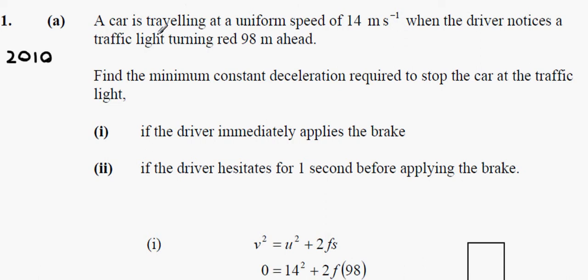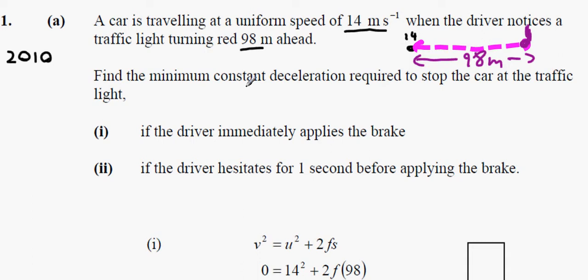A car is traveling at a uniform speed of 14 meters per second when the driver notices a traffic light 98 meters ahead. So you're traveling at 14 meters per second, and in the distance you notice your traffic lights. You have to stop within your 98 meters. Now, find the minimum constant deceleration required to stop the car at the traffic light.